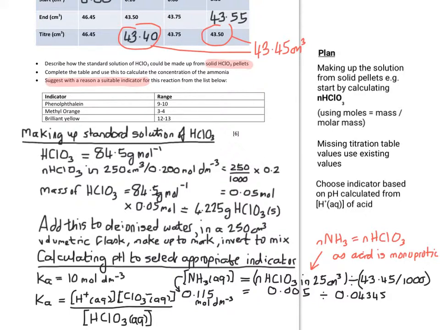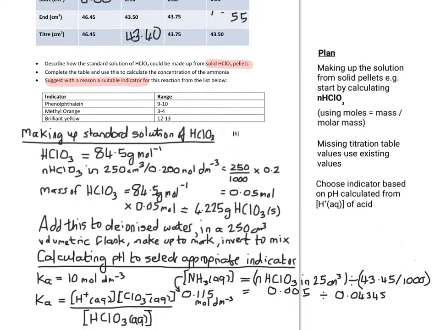Because this is taking slightly longer than a normal level question, it's always a good idea to check every now and then, are you following your plan? So we've made up the solution from the solid pellets. We've filled in the missing titration table values, so now what we can do is make some room to finish off our calculation. Because what we haven't done yet is choose the indicator based on the pH calculated from the H plus concentration. I'm just going to move the page down a little bit.